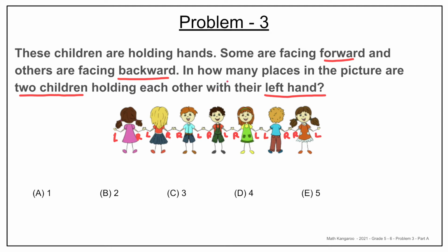The question says, in how many places in the picture are 2 children holding each other with their left hand? So these are the children who are holding hands with 2 left hands. The answer is option A, 1.